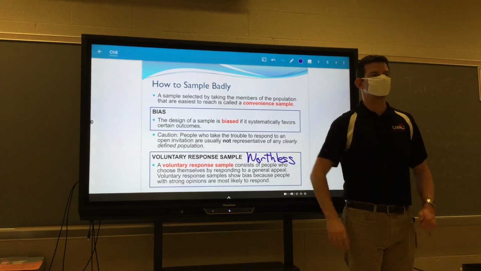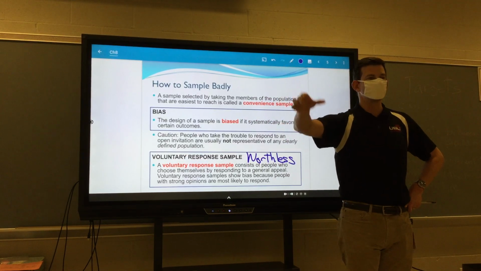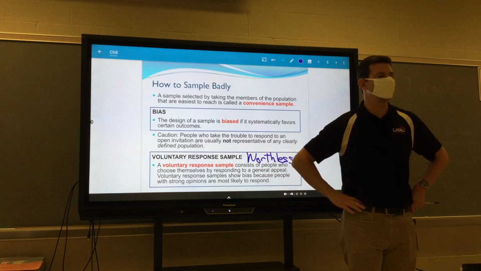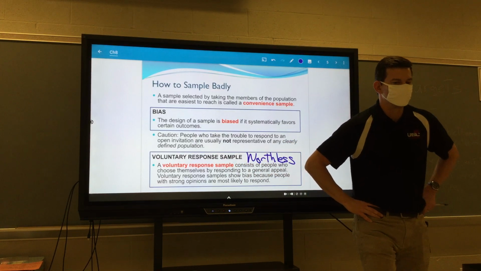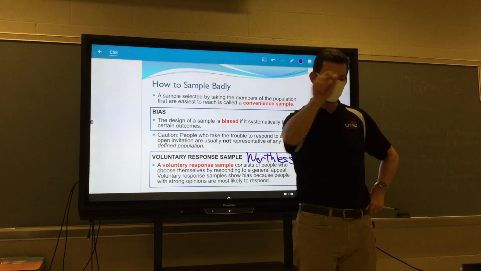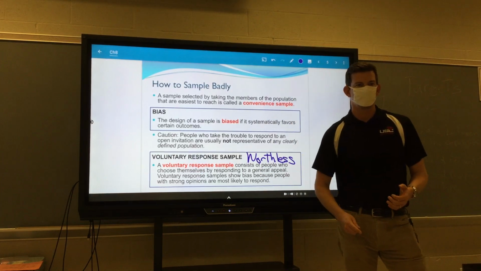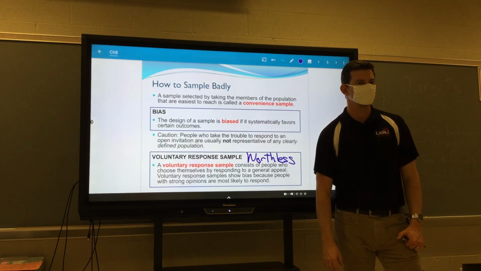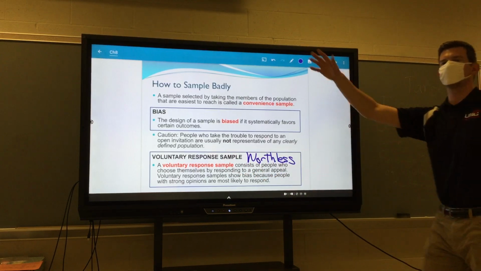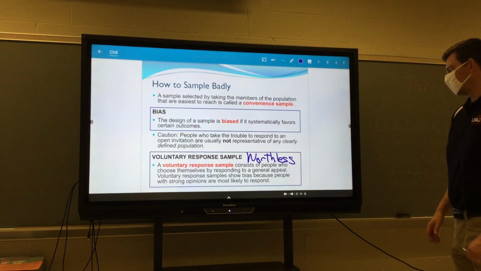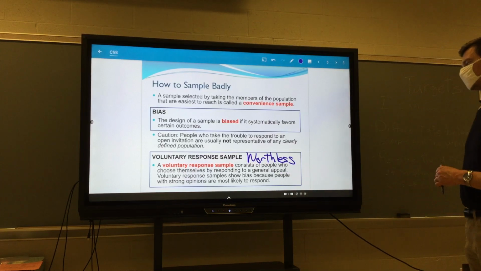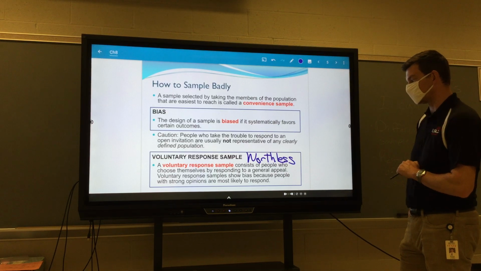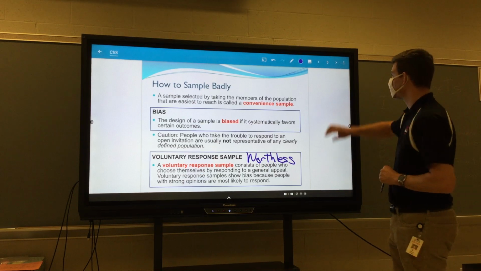Like if you were to go to the Post-Gazette's website, okay, they always have some little poll, little survey questions on the right side. Okay? That's a voluntary response sample. Okay? There are people who just, that question interests me, I'm going to answer it. And then they give the results. Well, these are the results of the people who chose to answer those questions. It's a voluntary response. It's not representative of any population. Okay? People who choose themselves by responding to a general appeal. Voluntary response samples show bias because people with strong opinions are most likely to respond.